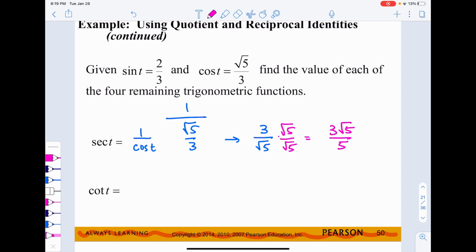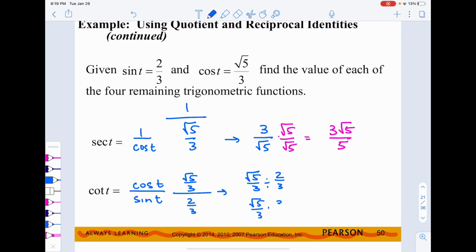And if I have the cotangent of t, that means that I'm dealing with my reciprocal of my tangent, which means I'm dealing with my cosine of t divided by my sine of t. Which means that I have my cosine root 5 over 3 divided by my 2/3. That gives us root 5 over 3 times the 3 over 2. All right, as I said, the more you do it, the easier it gets. We end up with a root 5 over 2 for that final answer.